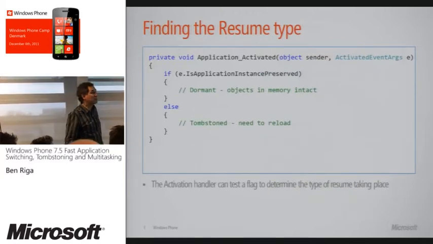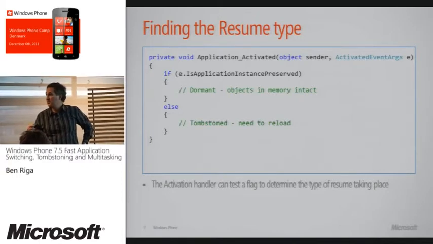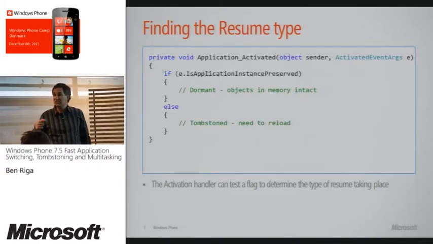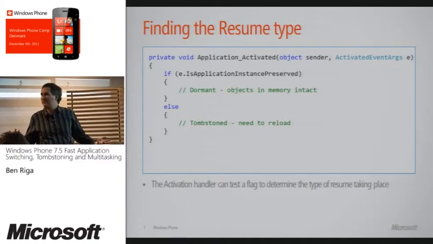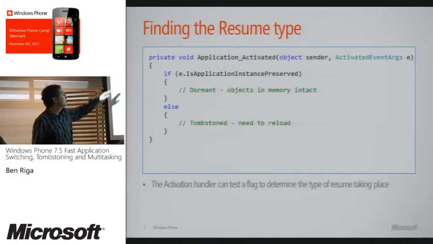So finding the resume type is kind of important, as you can imagine. As you go through these various states, you want to make sure that if you're dormant, you're not reloading stuff because you don't have to, right? You're already there. Just take advantage and start partying right away instead of trying to reload stuff. And so it's pretty easy.